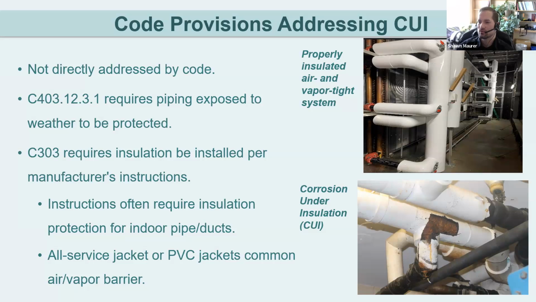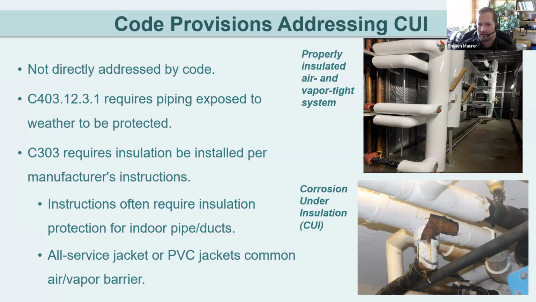However, C303 requires insulation to be installed per the manufacturer's instructions. And those instructions often require insulation, particularly on chilled water piping, to have an airtight jacketing on it to prevent moisture and humid air from getting through, contacting that piping, and condensing and causing the corrosion issues. So we typically see all-service jacket or PVC jackets as common air and vapor barriers on interior insulation.